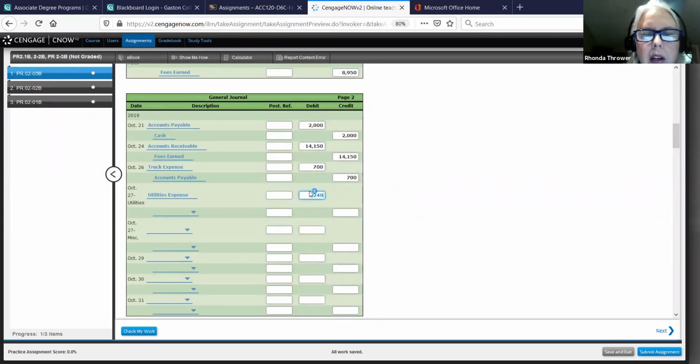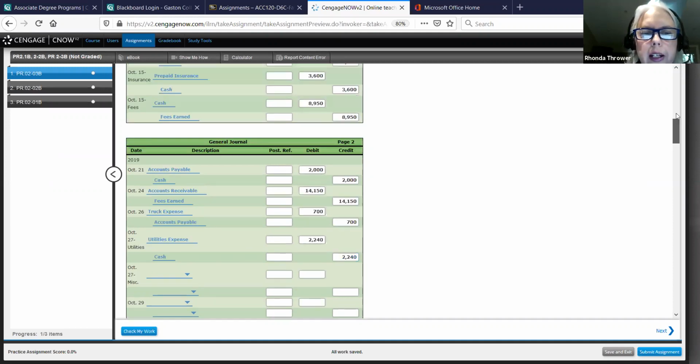And because it's an expense, we have to debit it to increase it. Expenses are always going up in this chapter, so expenses are going to be debited. What I'm going to credit here is my cash, because cash is an asset, it's going down. To make our cash go down, we would credit it.